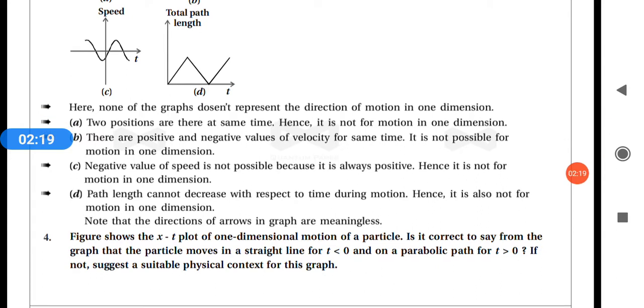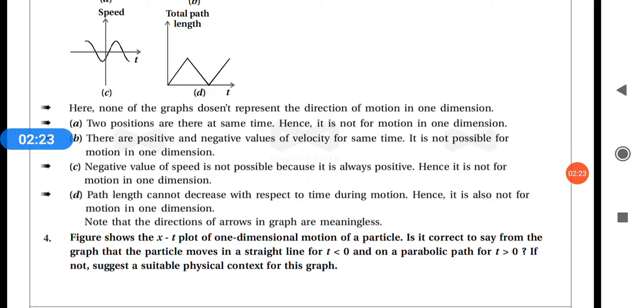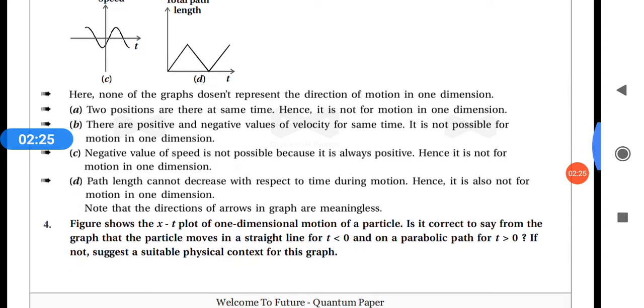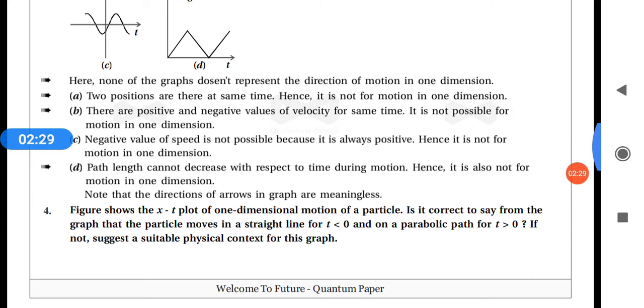Also, a negative value of speed is not possible because it is always positive, hence C is not for motion in one dimension. And in D, the path length cannot decrease with respect to time during the motion, so it is also not for motion in one dimension.